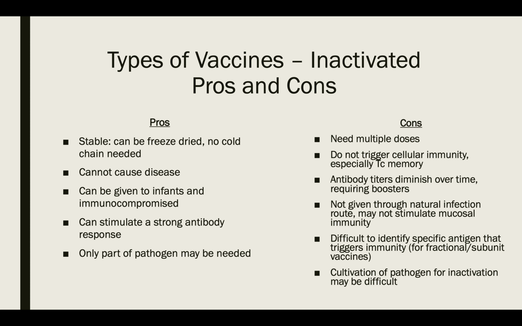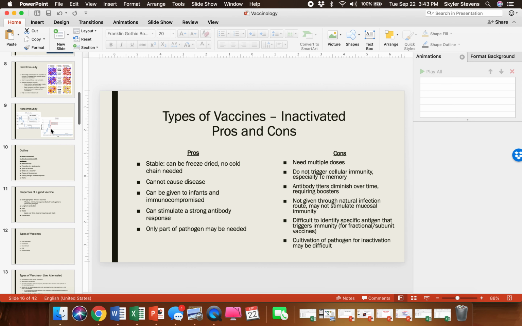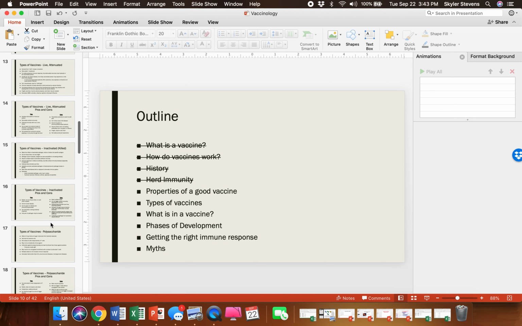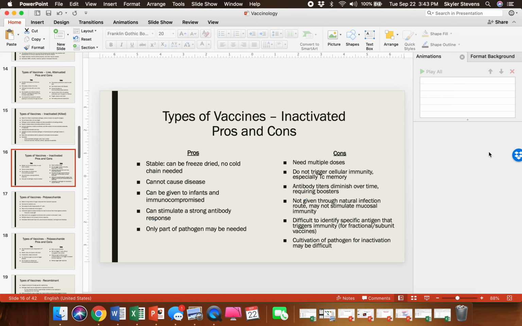Okay, so pros and cons. Pros, they can be freeze dried, no cold chain. That goes back to that, principles or what's the word? I forgot the word. What's the word? Properties. Sorry. It's been a long day.